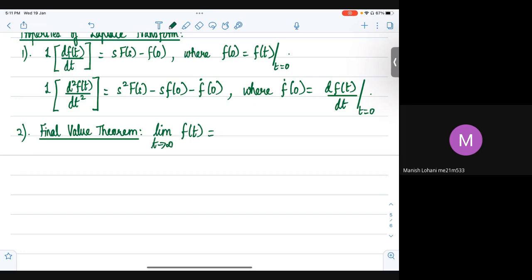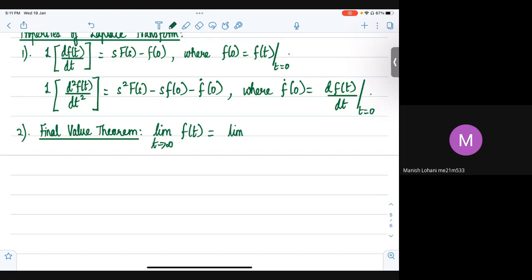Because if one wants to evaluate, let's say we are doing some experiment using a vehicle, let's say some cornering experiment, we give a steering input. We want to find out, if I wait long enough, what will be the change in the heading angle of the vehicle? Then we can use the final value theorem.